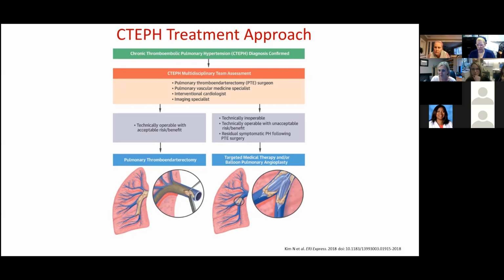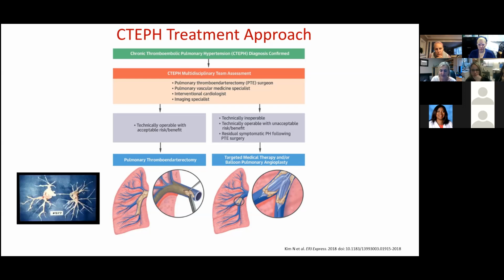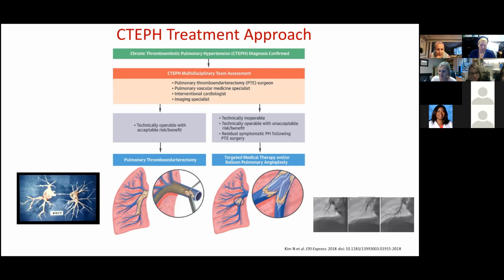So this is the first question: are they operable? The other question is, if they are not operable, can we do something for them? For patients who have distal disease, we often can offer them balloon pulmonary angioplasty, and often they can also get medications. And for patients who are not candidates for either, for a variety of reasons, we can offer them medications.